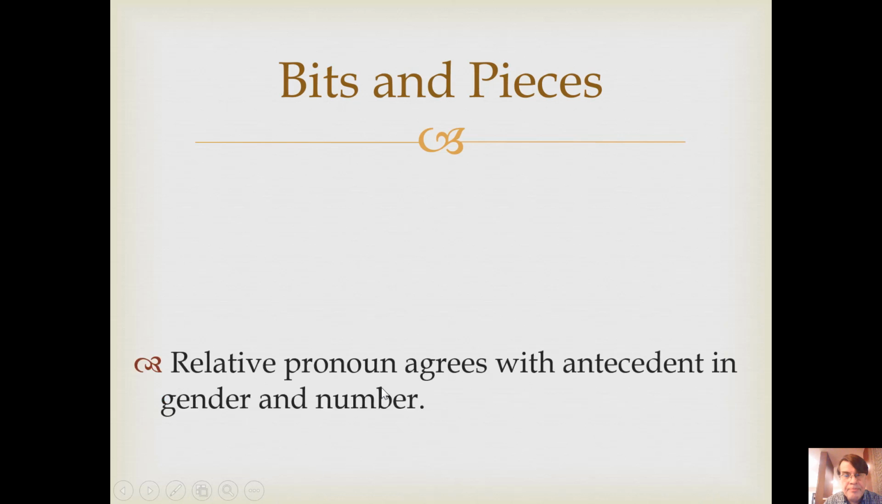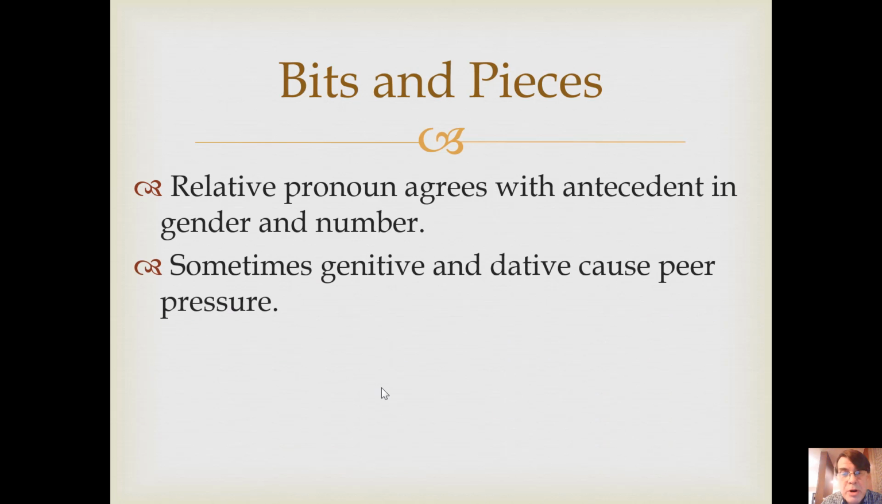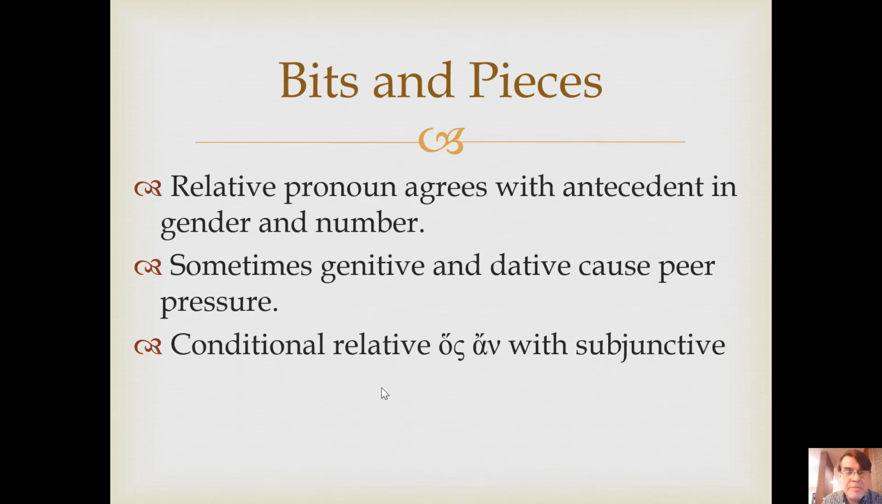Okay, almost done. Relative pronoun agrees with its antecedent in gender and number, but sometimes because of peer pressure, if its antecedent is in the genitive and dative, it will become genitive and dative, and that's very confusing. We'll talk about it when we get to the exercises. There's something called a conditional relative. That's a relative pronoun with our little bomb. You remember the little bomb from last semester that throws everything up in the air? So this construction, this can take lots of different forms, and it takes a subjunctive. It translates as whoever.